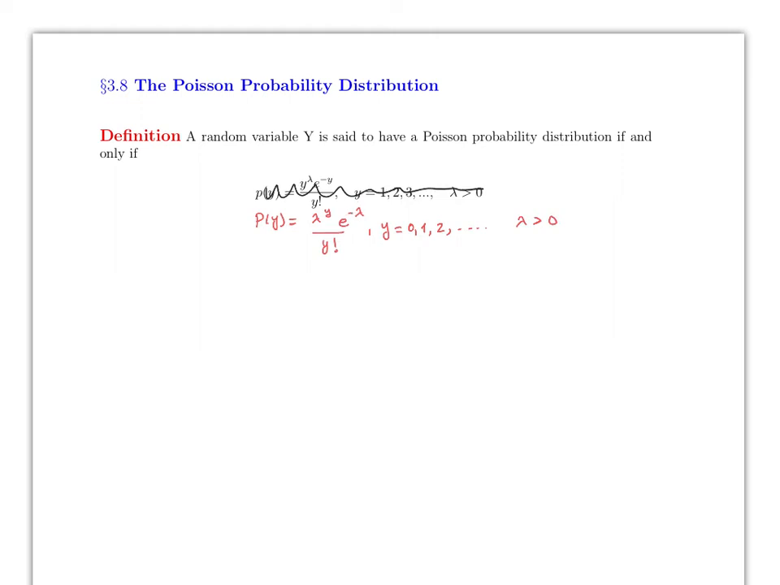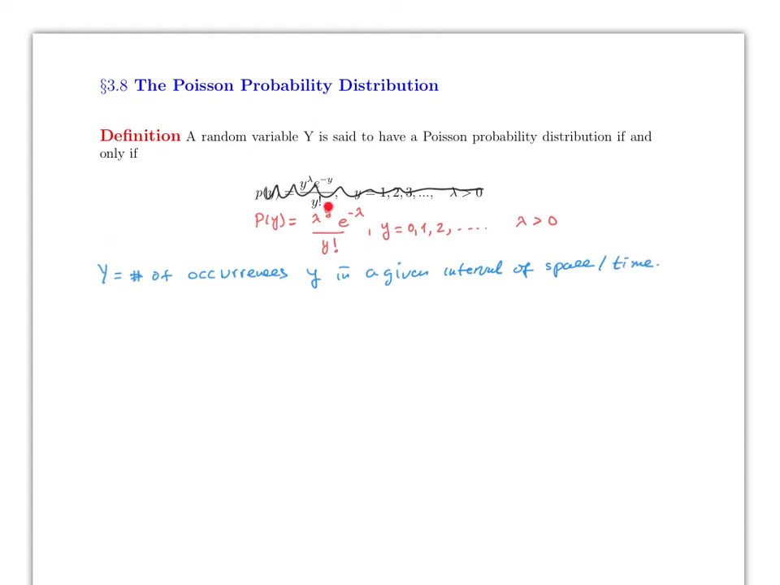Now the best way to look at y is the following. Y is technically the number of occurrences, which will be lowercase y, in a given interval of space or time.